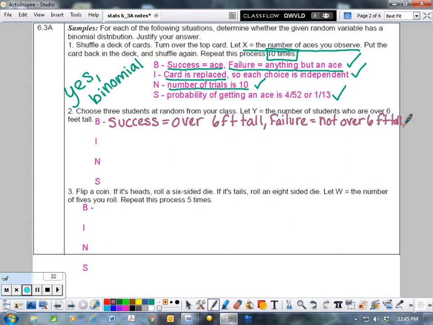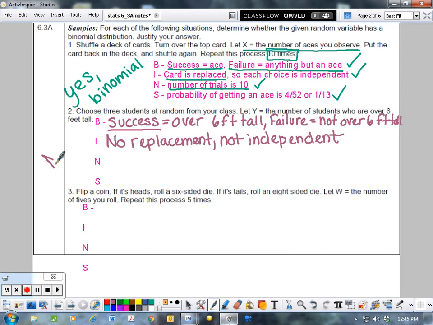Okay, I, independent. So, is it independent? Did it say that I get to choose a person, put their name back in a hat, and get to choose them again? Since they didn't specifically say, we can't assume this is independent. So there is no replacement. Not independent. And so this is not binomial, and it violates the independence condition.